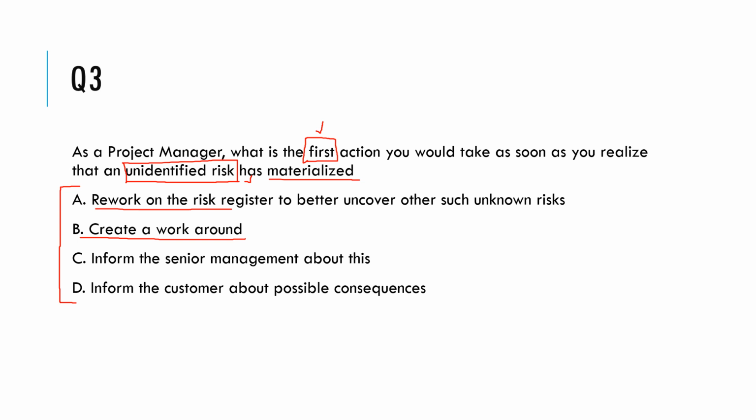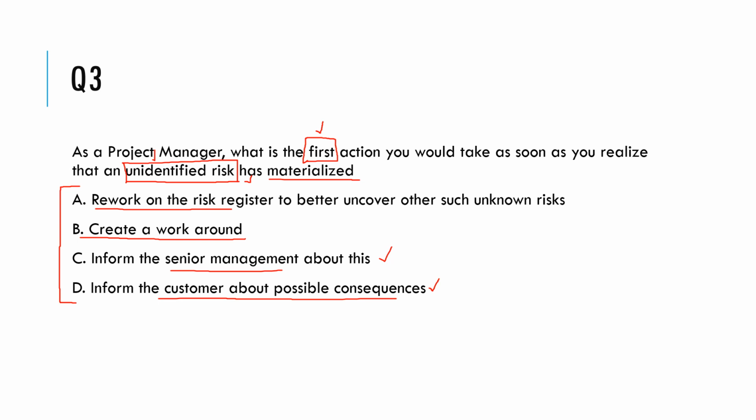Option C is inform the senior management about this. And option D is inform the customer about possible consequences. Now, the problem with these two options is the fact that when you go to senior management or the customer and tell them about the materializing of an unidentified risk, they are going to ask you about your next steps.